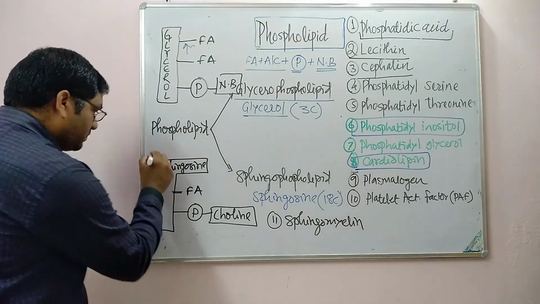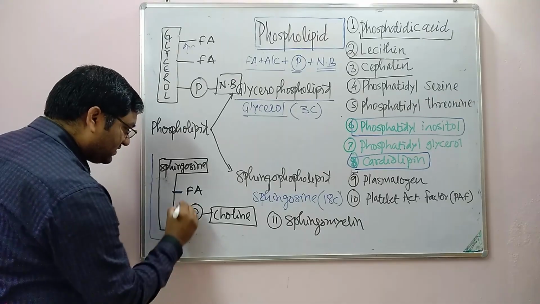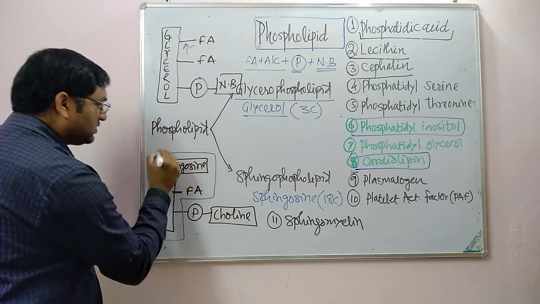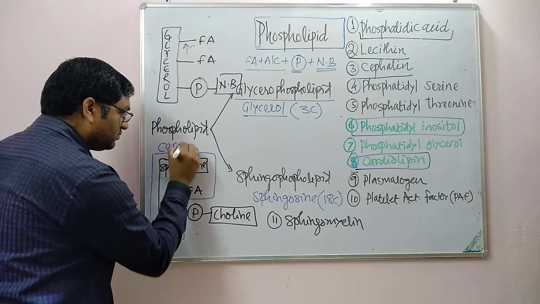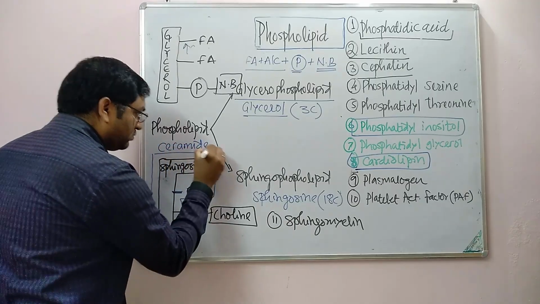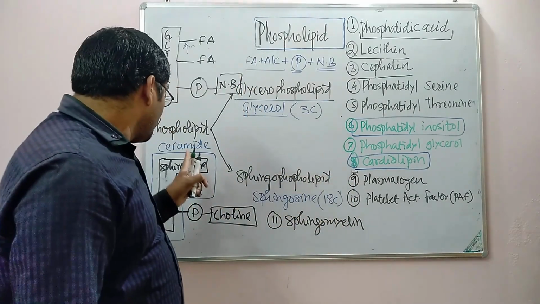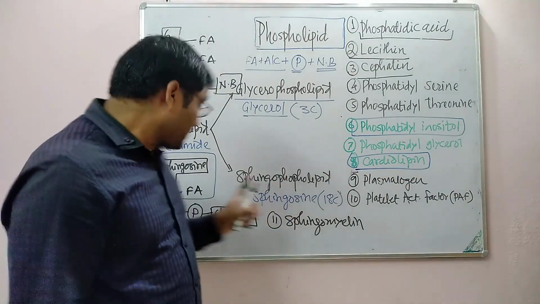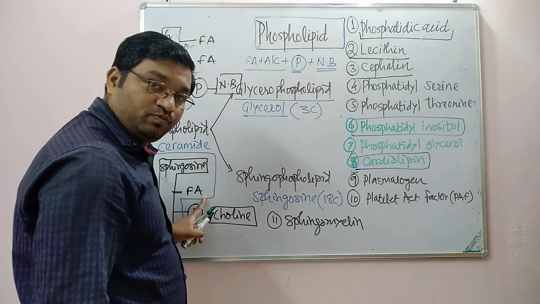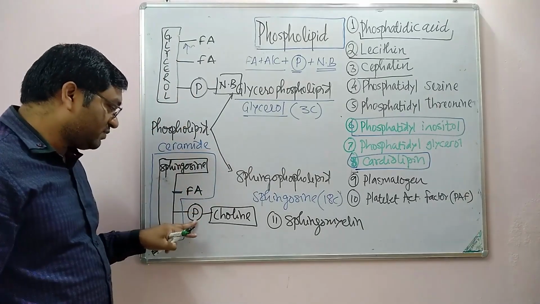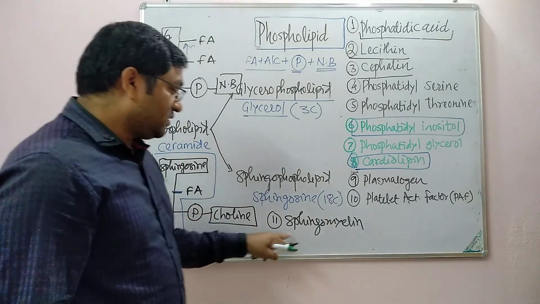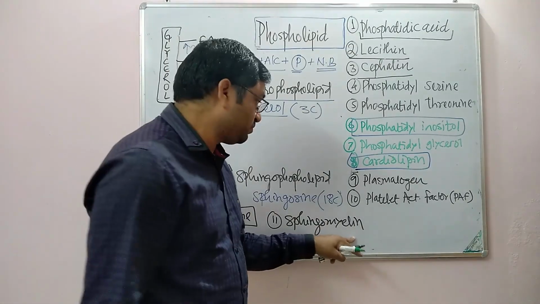This structure, that is sphingosine and fatty acid, is known as ceramide. This is one of the most frequently asked MCQs, that is, what is ceramide? It is sphingosine plus fatty acid. To this ceramide there is attachment of phosphate and choline and it forms sphingomyelin.